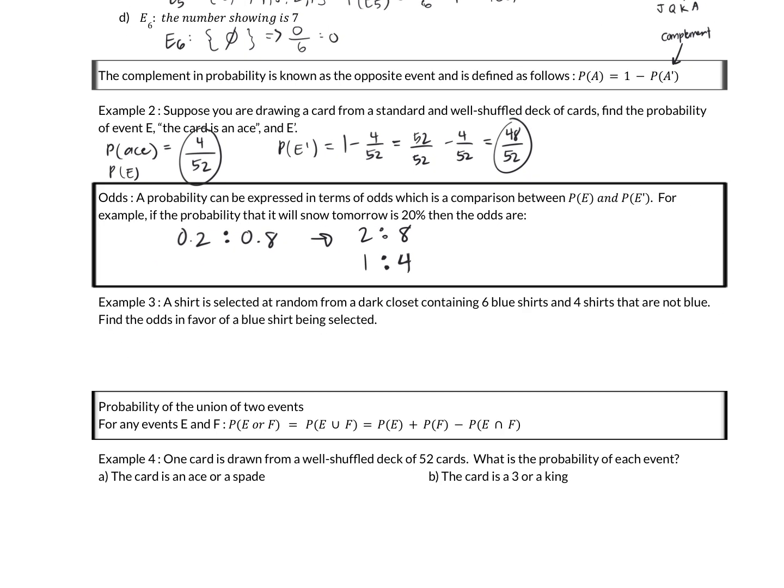Okay, next we got a shirt is selected at random from a dark closet containing 6 blue shirts and 4 shirts that are not blue. Find the odds in favor of a blue shirt being selected. So I need to find out what are the odds of the blue shirt being selected.